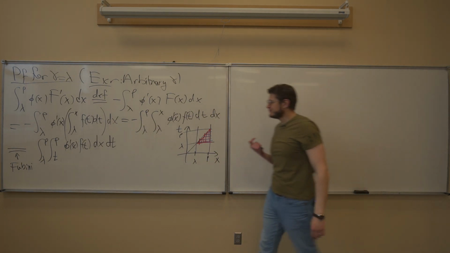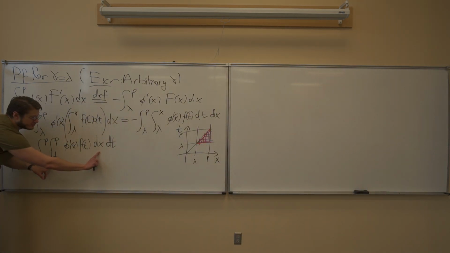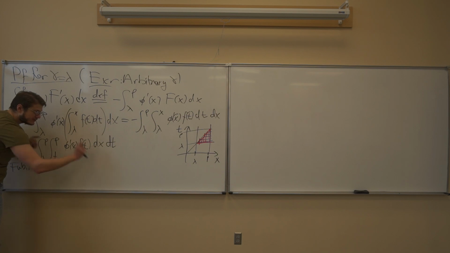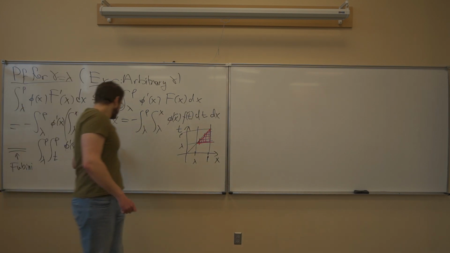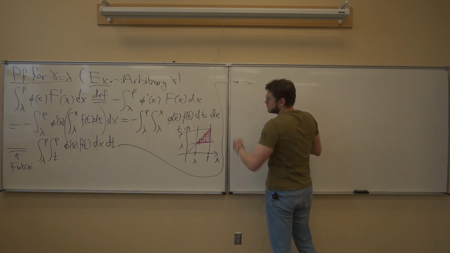But now I can do the same trick, you see. For this inner integral, the independent variable is x, which means that this is a constant in x, which means that I can take this number outside the inner integral. Is equal to this.